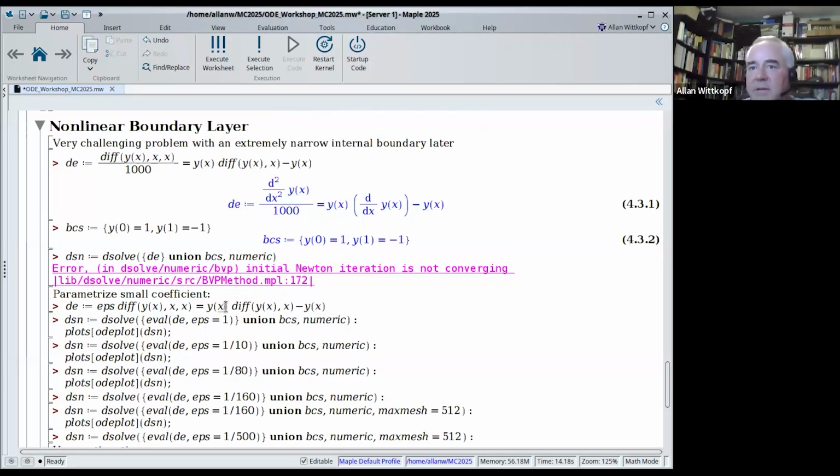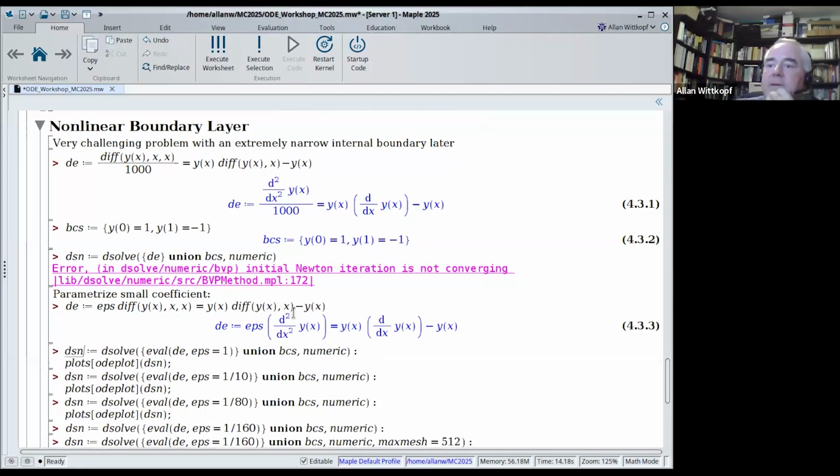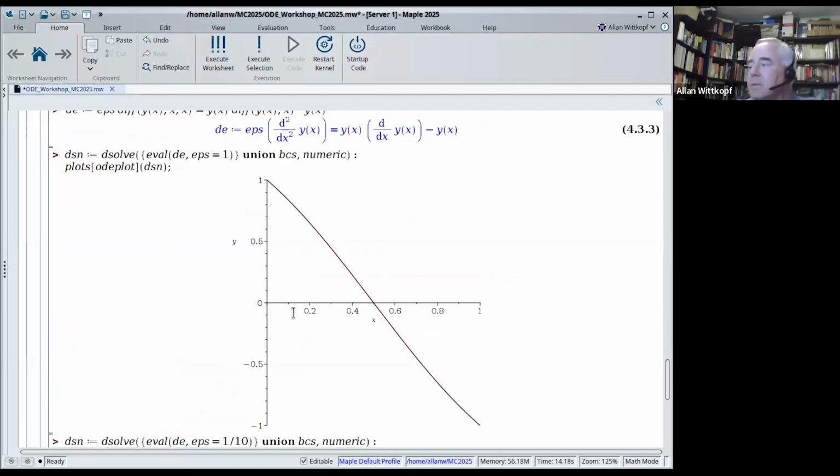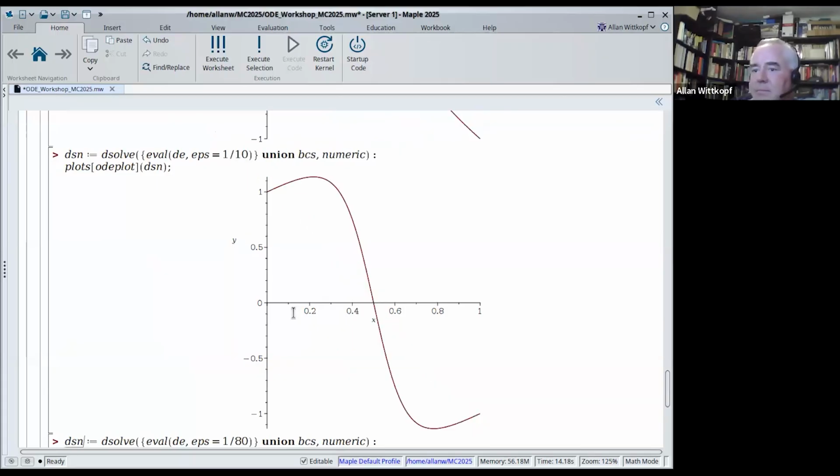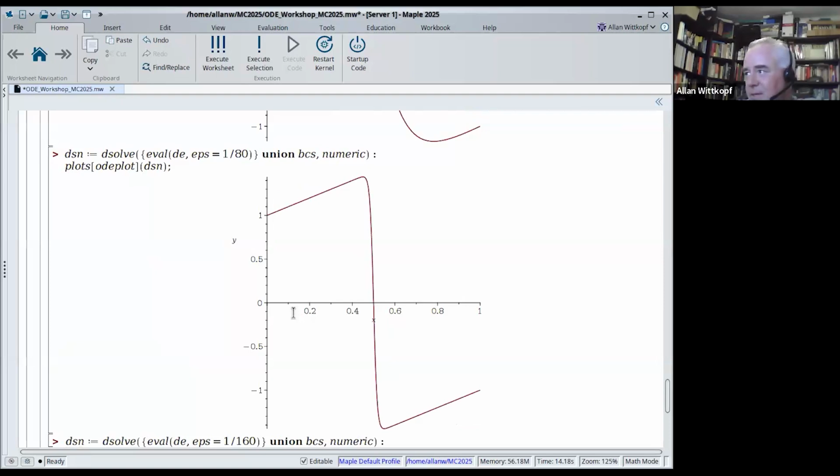So what would happen if we parameterized that coefficient and chose an easier value for it, like 1? If we do, there's no problem at all solving it. What about 1/10? Same. 1/80th? Same. So we can see that smaller values of the parameter are the problem. Solution can easily be obtained with a larger value for that coefficient.